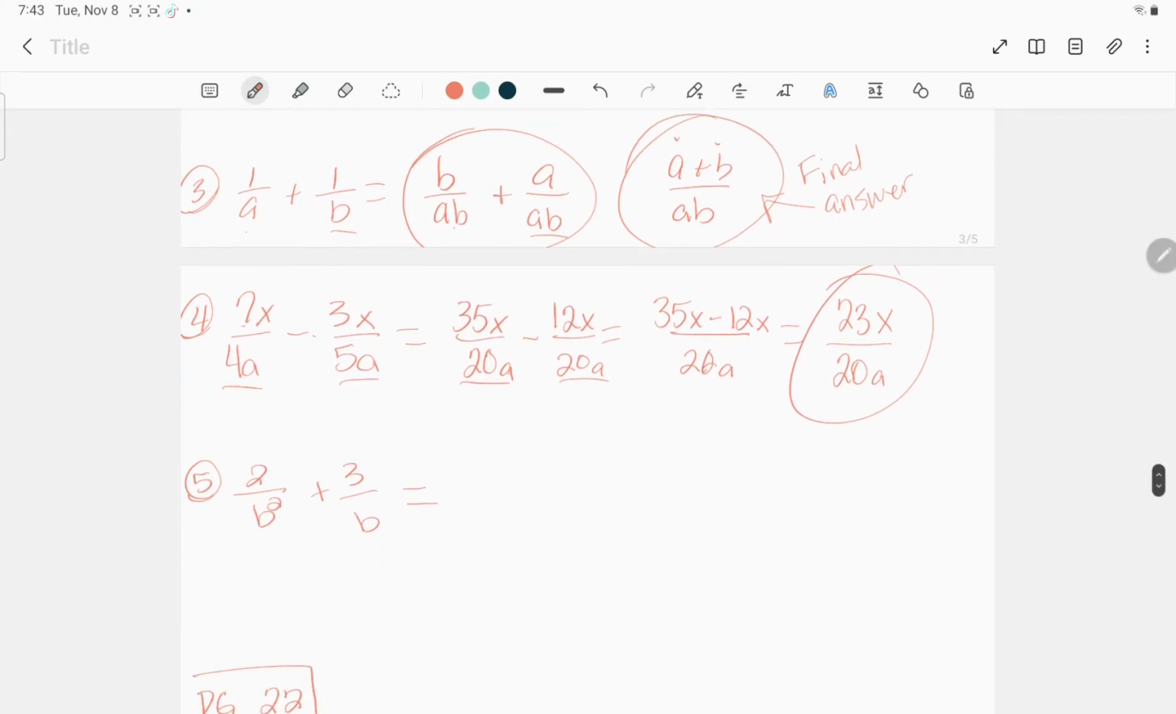All right, and then number 5, what is my least common multiple between B squared and B? I hope that you said B squared. All right, so B squared divided by B squared is 1. 1 times 2 is 2. And B squared divided by B is B. And 3 times B is 3B. My final answer will be 3B plus 2 over B squared.